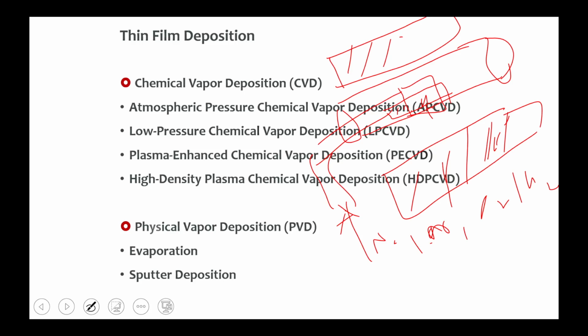In plasma enhanced CVD, we use some material that creates the plasma inside, and here we do not use the heater. In high density plasma CVD, the vacuum is very low, going to 10 to the power minus 3 or 10 to the power minus 5 pressure.